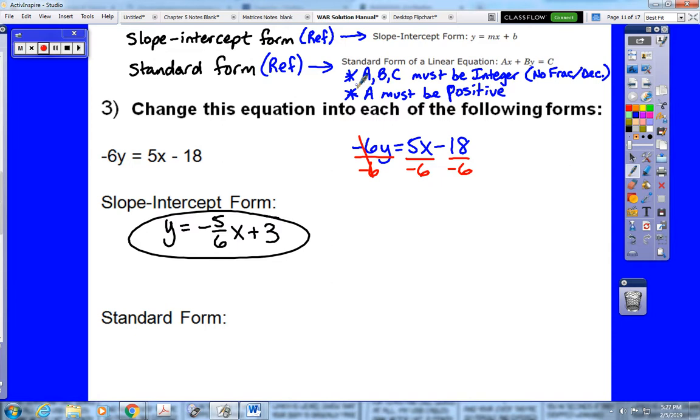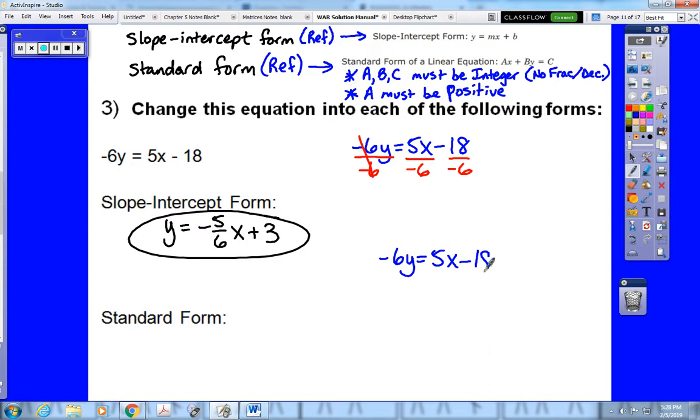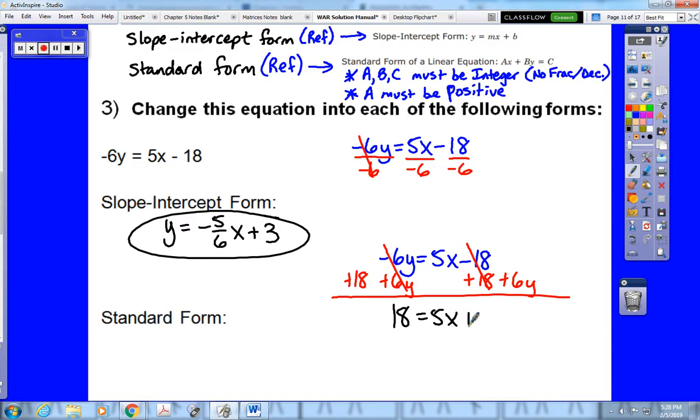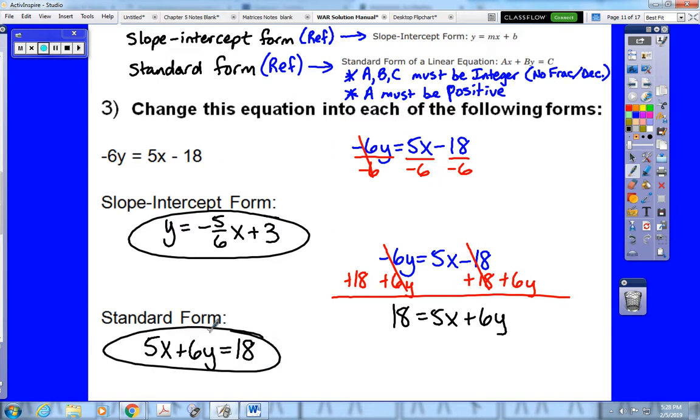So if you look at the equation right now, we have negative 6y is 5x minus 18. The x is positive, so that means we need to move the y term by adding 6y to each side, and the 18 by adding 18 to each side. So that would change the equation into 18 equals 5x plus 6y. That's almost in standard form. We just need to switch the left and the right sides. So 5x plus 6y is equal to 18 would be standard form.